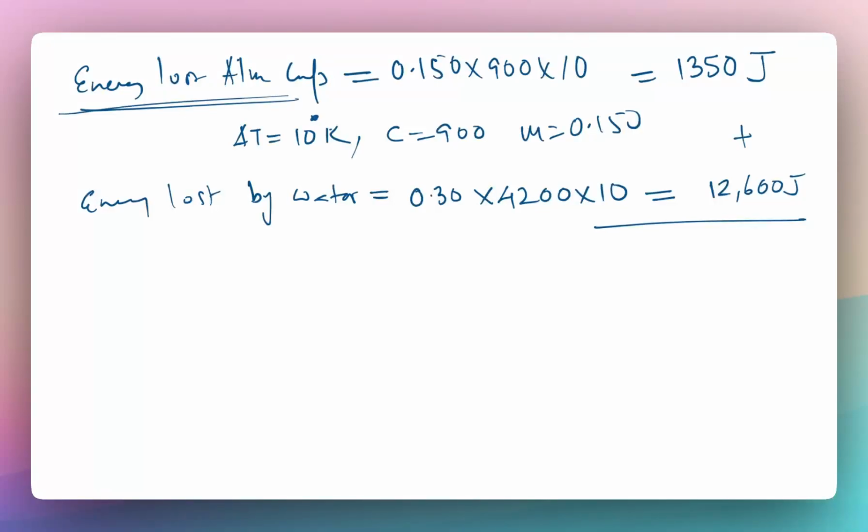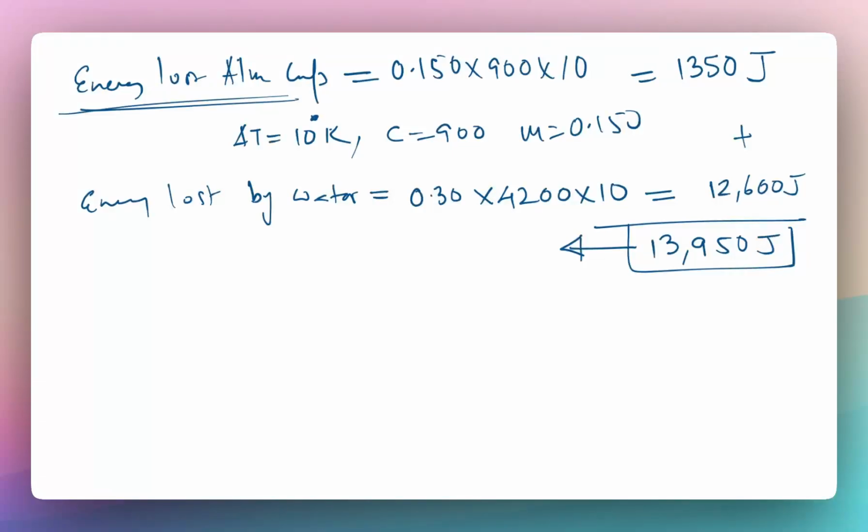and that will be equal to 13,950 joules. Okay. Now, this energy will be used by the ice to do all three things, right? First, to raise its temperature from -10 to 0 degrees Celsius, and then to melt, the phase transformation, and then again increase the temperature from 0 to 10 degrees.